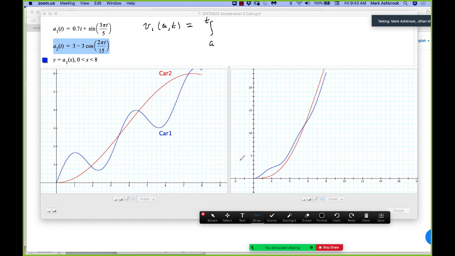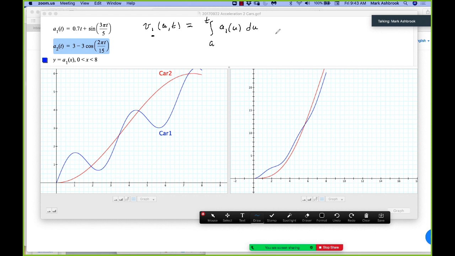So if we want the speed or the velocity of car one, it's going to be the integral from a to t of a2 of t. Yeah. What we need is the rate of change of car one, right? So sorry, a1. Yeah.